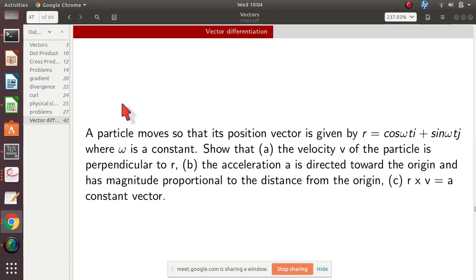Sir, the value is coming k cap into omega cos square omega t plus omega sin square omega t. Yes, omega you can take common. The cos square omega t plus sin square omega t is 1. So it comes out to be omega times k cap.